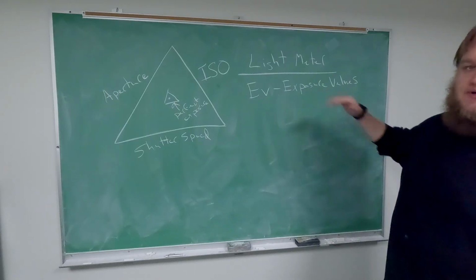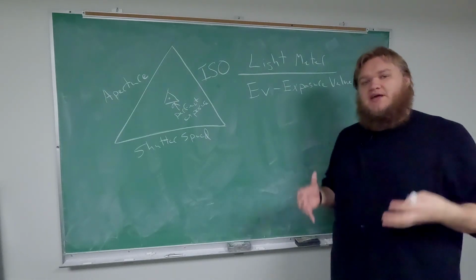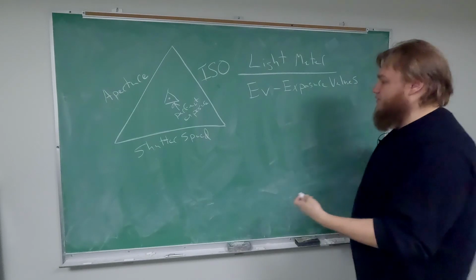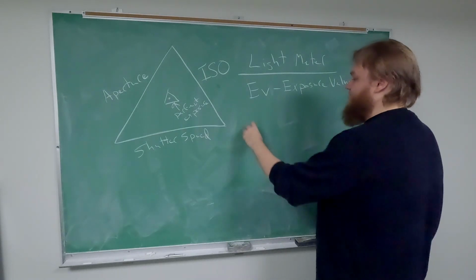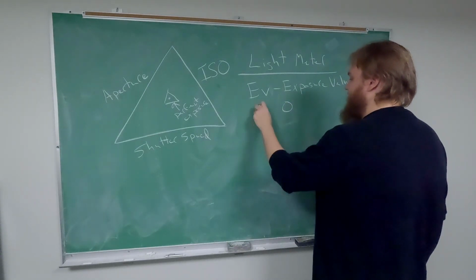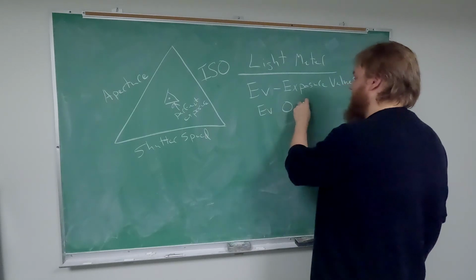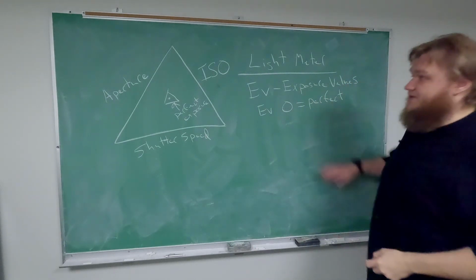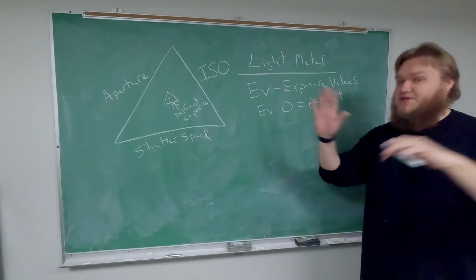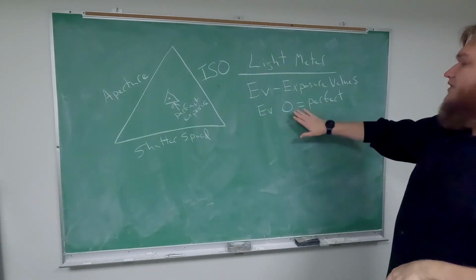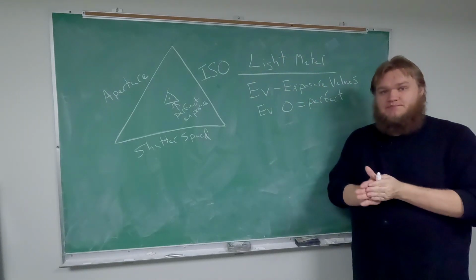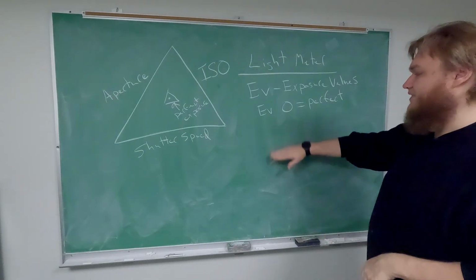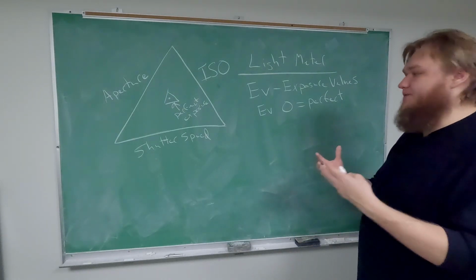Exposure values are an objective way of measuring how much light is in a scene. So what you want is an EV of 0. This means that according to the light meter, if we assume the light meter to be correct, then you will have a perfect exposure. Nothing is too dark, nothing is too bright. That's not always going to be the case, but that's the idea.